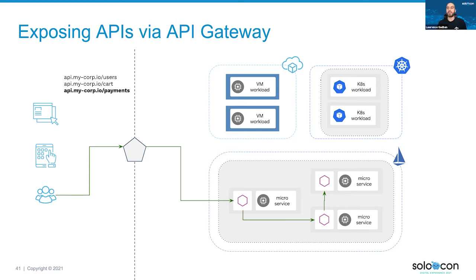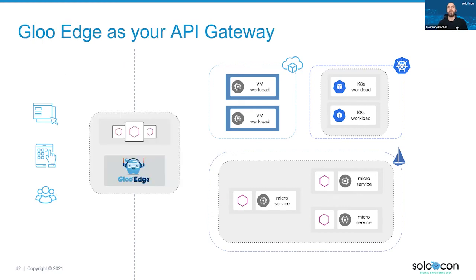So how do you actually do this, right? What can you use to expose these APIs, handle the API gateway concerns, the edge concerns, and also handle this kind of hybrid deployment? That's where we see Gloo Edge, right?